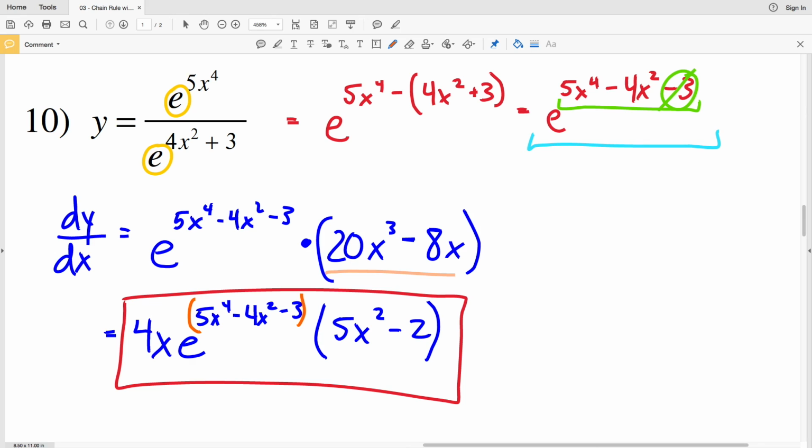And with that, we wrap up our free KutaSoftware worksheet, Differentiation, with natural logs and exponentials.